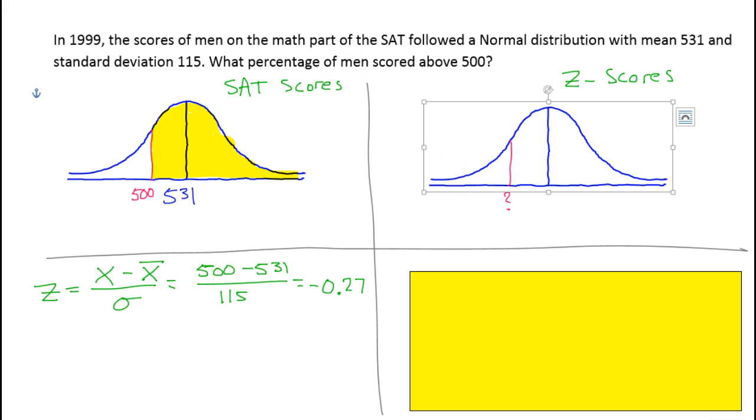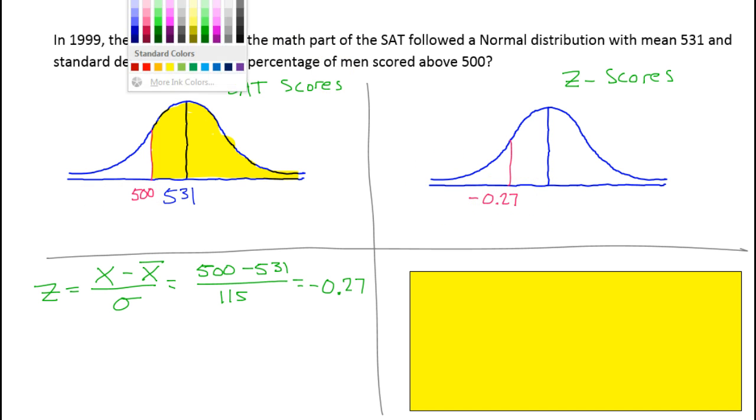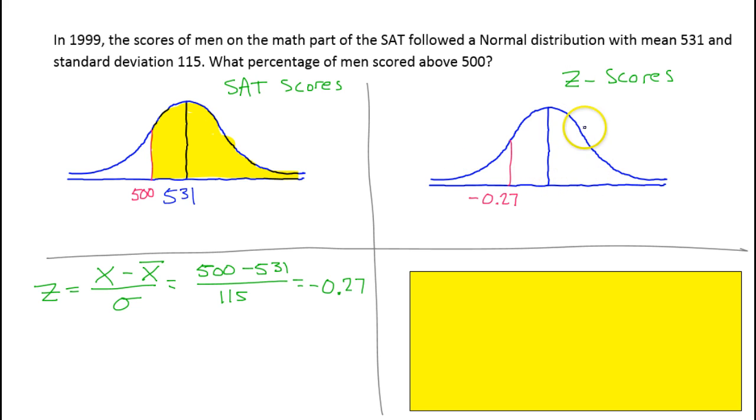So we have found the z-score that we were looking for. I can erase that question mark, and we now know that it is negative 0.27. So these sort of match up. By the way, on any z-score graph, this middle number, the mean, is always represented by 0. So any negative z-score is below the mean, and any positive z-score would be above the mean. 0 is the mean on a z-score graph.